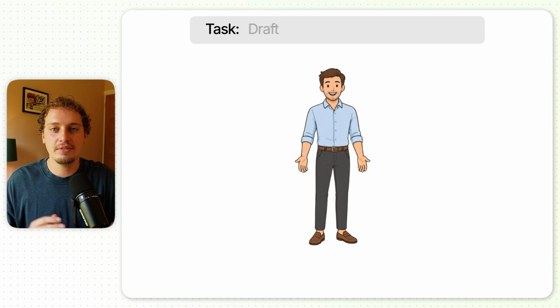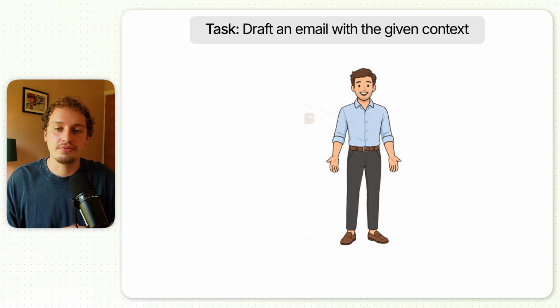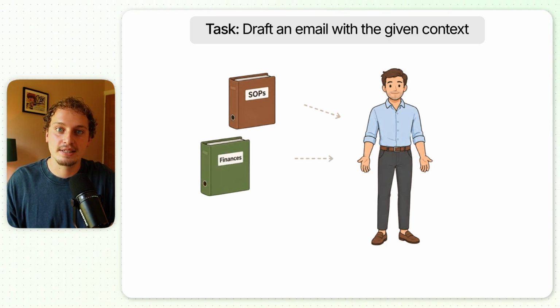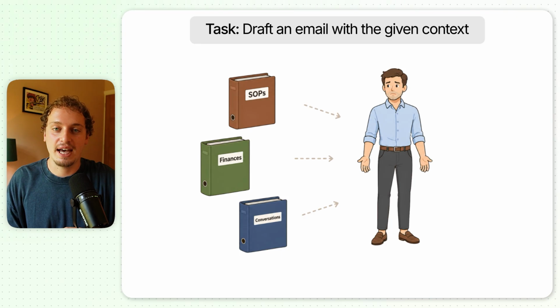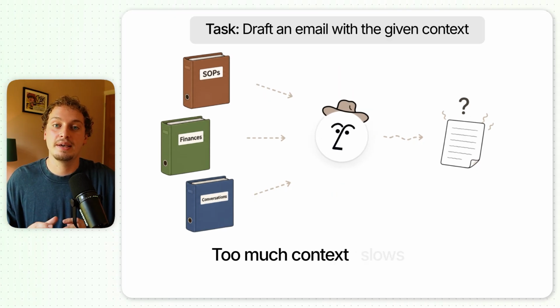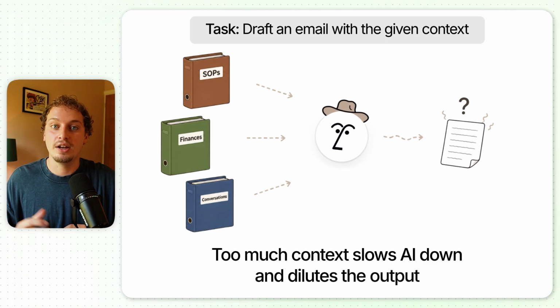But here's where most people go wrong. They think that more context means better output. So they write a massive instructions page, link it to a dozen other pages, try to give the AI everything, and then wonder why it feels slow or vague. Think about how you'd brief a new employee. If every time you asked them to draft an email, you first handed them every SOP in the company, a full breakdown of your finances, and a recap of every conversation you've ever had, they'd be overwhelmed before they even started, and the task would suffer. AI works the same way. Too much context doesn't make it smarter, it slows it down and dilutes the output.